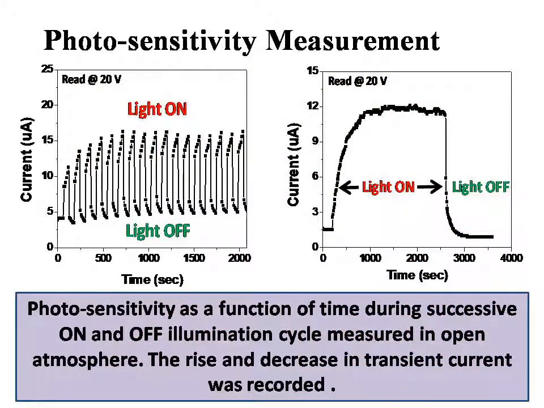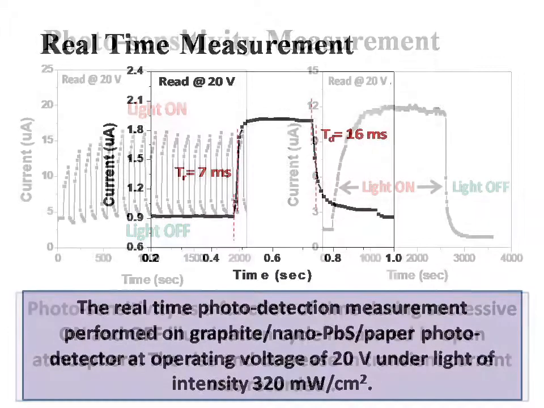We did the photosensitivity measurement in pulse mode, where the light is turned on and off for 60 seconds. 60 seconds it is on and 60 seconds it is off, and I have measured the photocurrent which is developed across the device. What I found is that whenever I turn on the light, the photocurrent increases. Whenever I turn off the light, the photocurrent decreases, which indicates that this is a good reversible characteristic. The photocurrent increases as well as decreases.